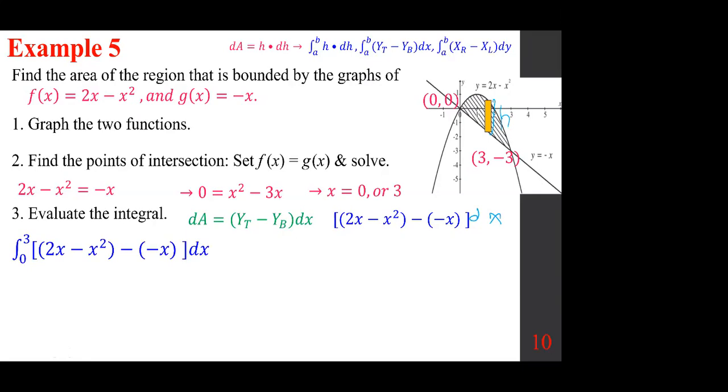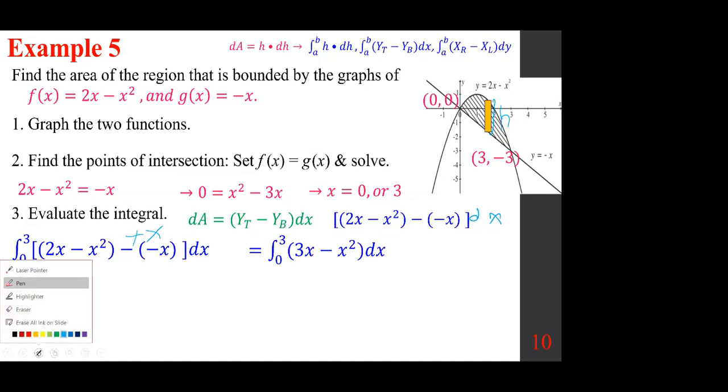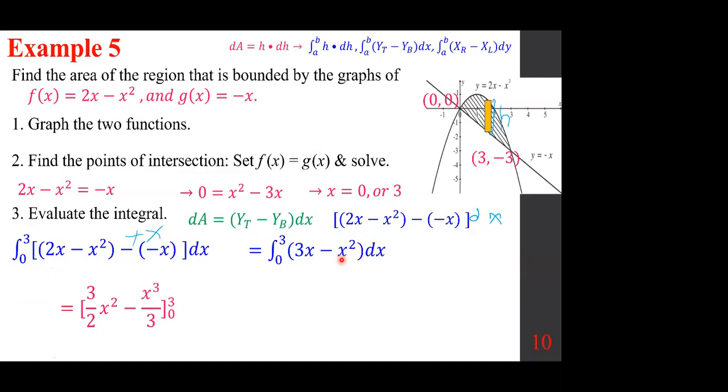Now, this is a simple integration. There is not much to it. Number 1, simplify. Number 2, remember, this is plus x, okay? This changes to plus x. And now, this is 3/2 x squared minus 1/3 x cubed. And I wouldn't worry about the rest of it. It's just that you plug in 3 and you do the math.